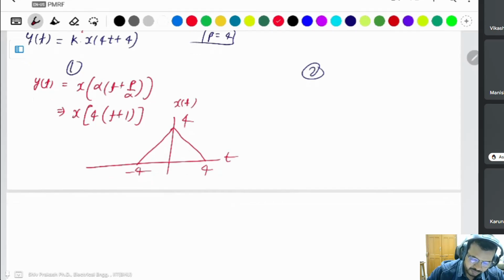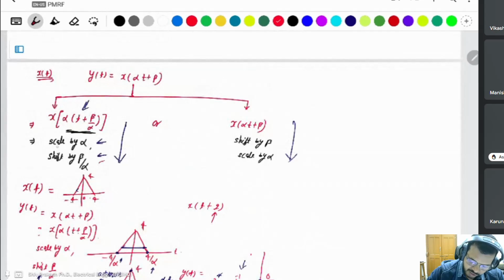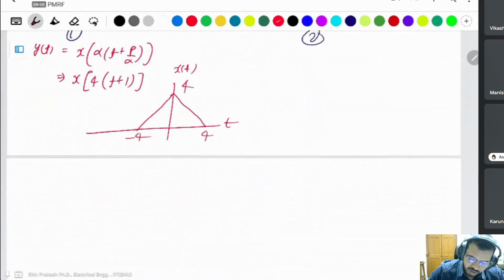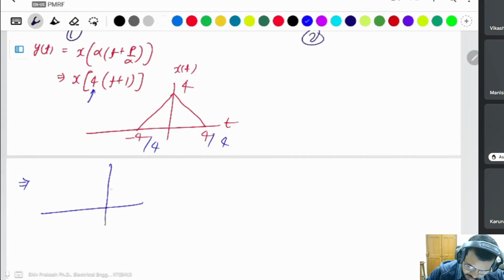Okay, then in this case what you know, first scale by alpha, then shift by beta by alpha. You have to scale by alpha, alpha is in this case 4, then simply divide these corner points by 4. Divide by 4, divide by 4, then this will be minus 1 and 1, this is 4, same to same t. I have written here scale by 4.